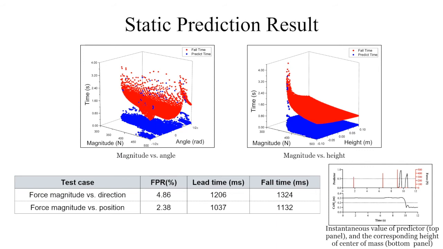Next, we evaluate our predictor performance by testing the predictor on 2 different datasets. One dataset uses the forces with 100 magnitudes applied at 100 different angles. The other one uses the forces with 100 different magnitudes applied at 100 different heights. We summarize the lead time and FPR in the figure and the table.